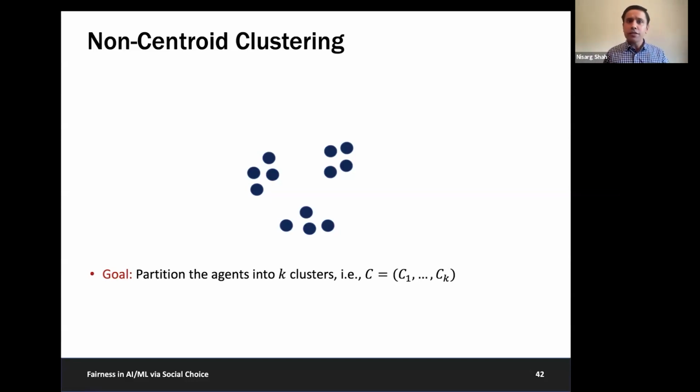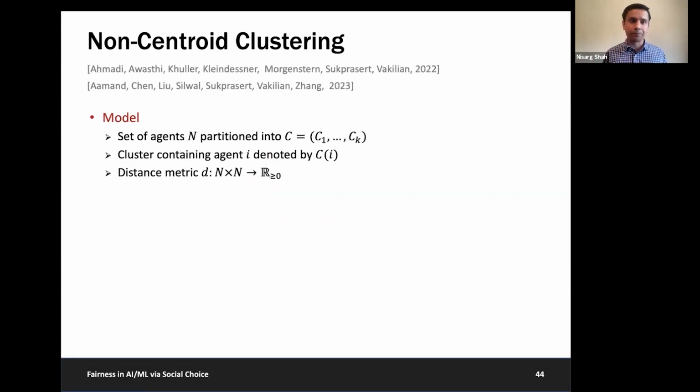So in the clustering setting, the goal is that you are given a set of data points and you want to divide them into k clusters. And it's called non-centroid because we don't really want to place any cluster center somewhere in this region. All we want to do is just partition the set of data points into k clusters. We are going to denote this clustering C as C1, C2, and so on till Ck, which is a partition of the set of data points. So here is one nice clustering that you would want if these data points were to be clustered into 3 different groups.